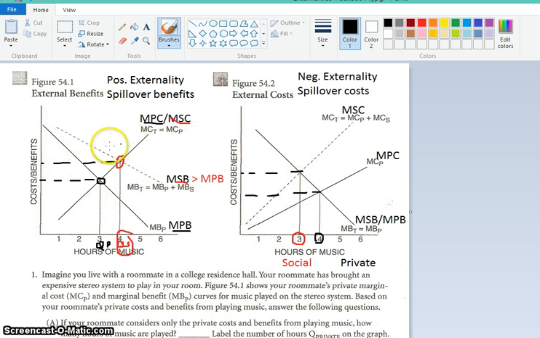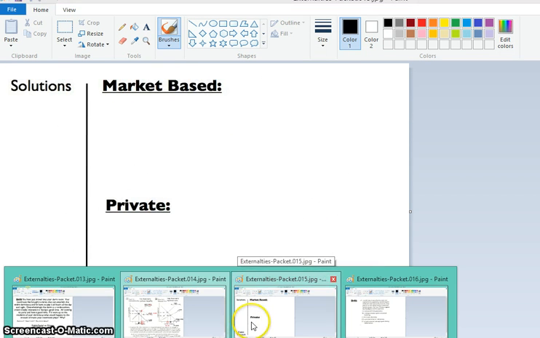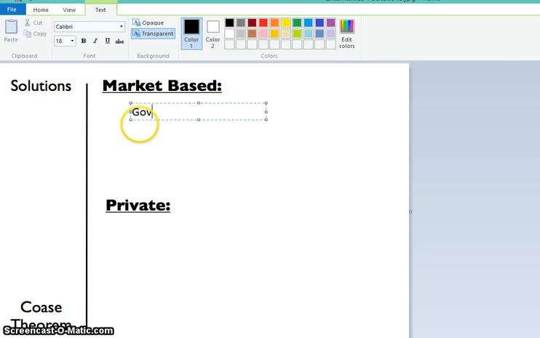Over here at the positive externality, we want to encourage people to do this. So what's the opposite of a tax? We could provide subsidies. So I'm going to put a couple in here. So solutions, market-based ones. We could talk about government subsidies.